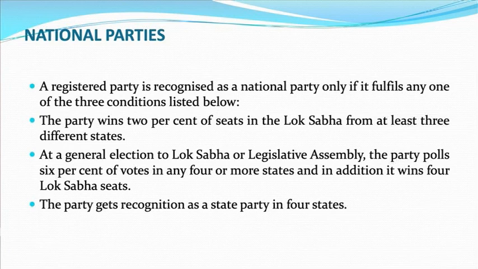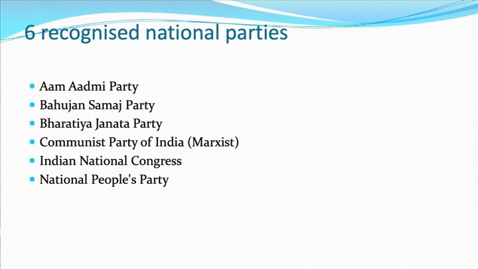Or the party gets recognition as a state party in 4 states. So these are the criteria for a national party. We have today 6 national parties: Aam Aadmi Party, Bahujan Samaj Party, Bharatiya Janata Party, Communist Party of India (Marxist), Indian National Congress and National People's Party.